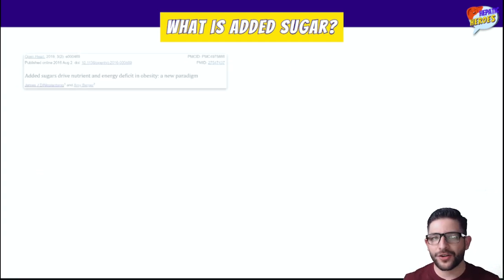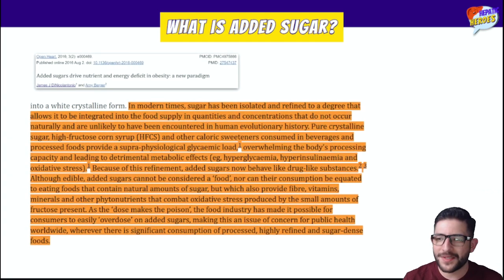But why is added sugar such a big issue? Well, I think the problem is best summed up from this great paper that was put together by the well-known Dr. DiNicolantonio and his colleagues. And here's an excerpt from that paper that I think really does a good job in explaining why added sugar is so toxic to us. And it reads, in modern times, sugar has been isolated and refined to such a degree that it allows it to be integrated into the food supply in quantities and concentrations that do not occur naturally and are unlikely to have been encountered in human evolutionary history.